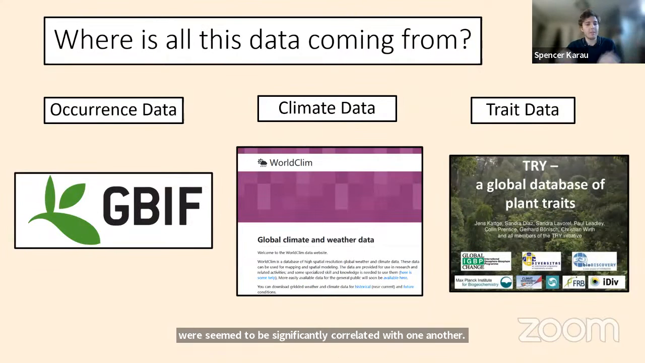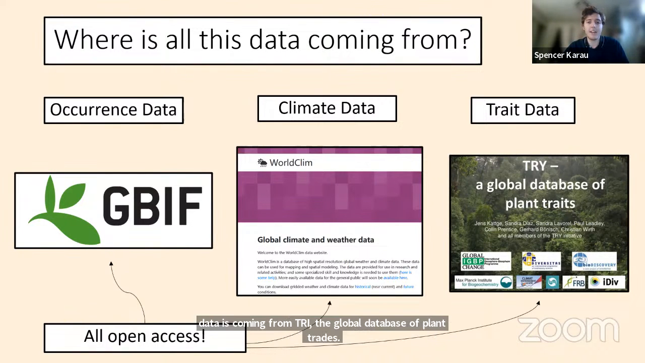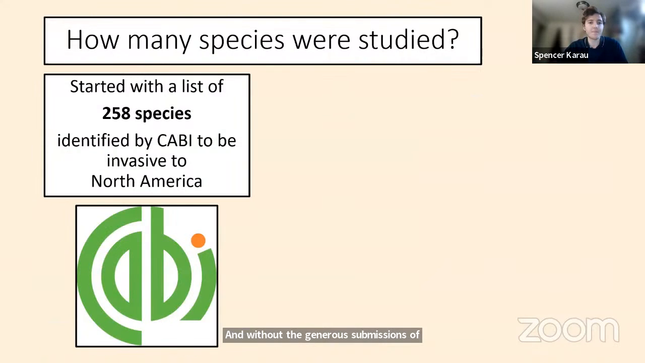So where is all this data coming from? Well, our occurrence data is coming from the Global Biodiversity Information Facility. Our climate data comes from WorldClim, and our trait data is coming from TRY, the global database of plant traits. These are all excellent open source databases that are curated and have data submitted to them all the time. And without the generous submissions of researchers, this type of analysis wouldn't be possible.